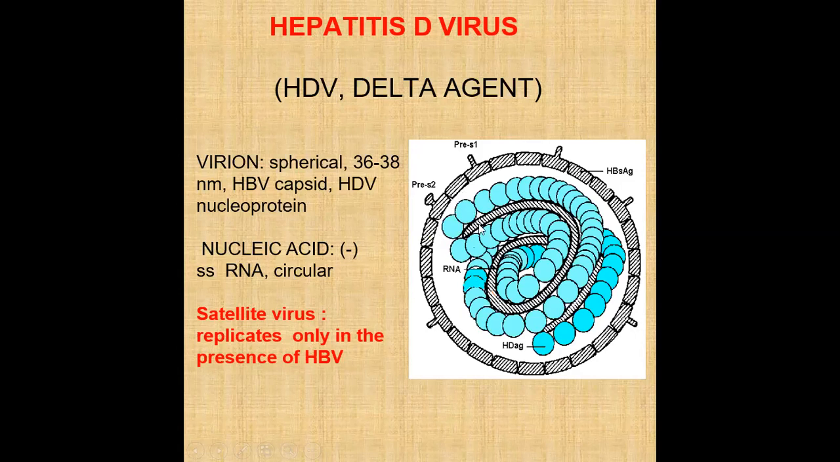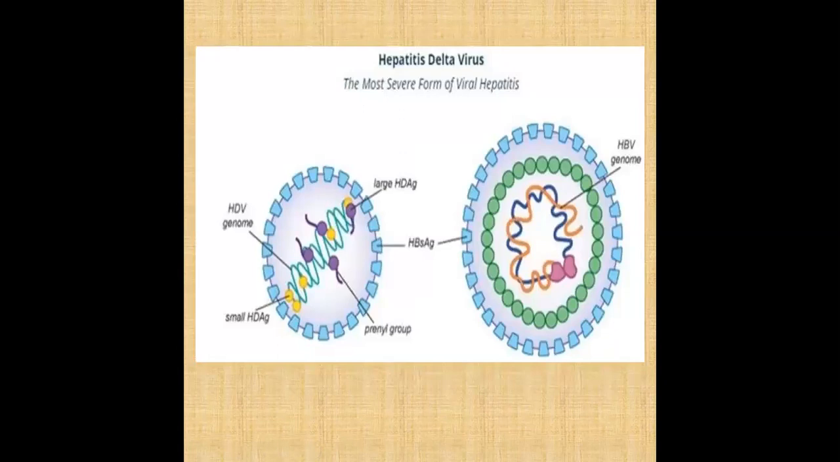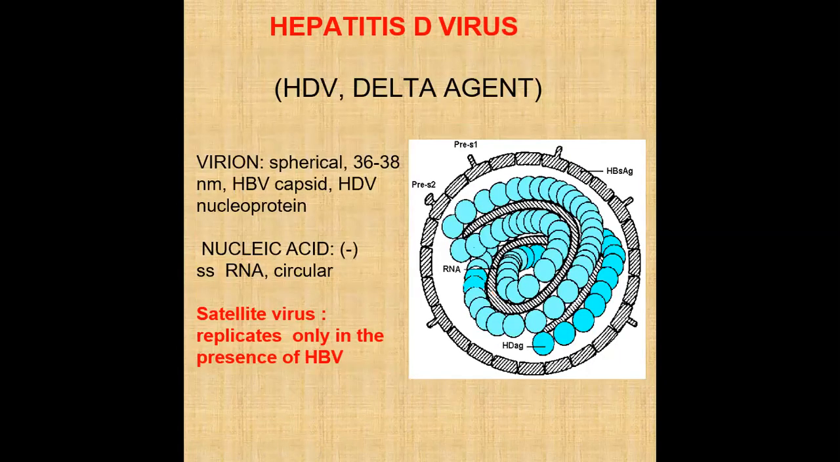This hepatitis delta virion is a spherical particle with a size of about 36 to 38 nanometers. There is some confusion: the original figure is that hepatitis D is about 36 to 38, whereas in this structure, along with the outer coat, the size is about 35 to 40 nanometers. Okay.